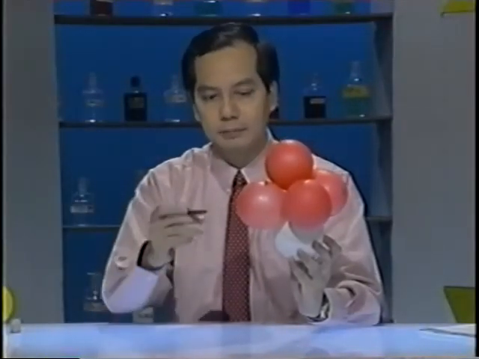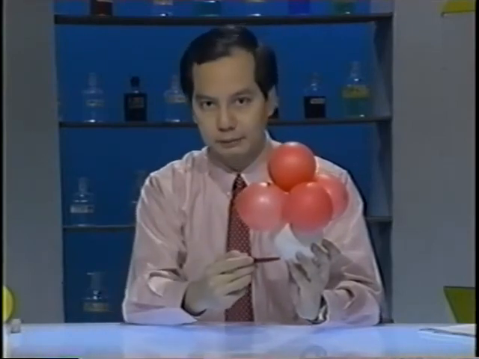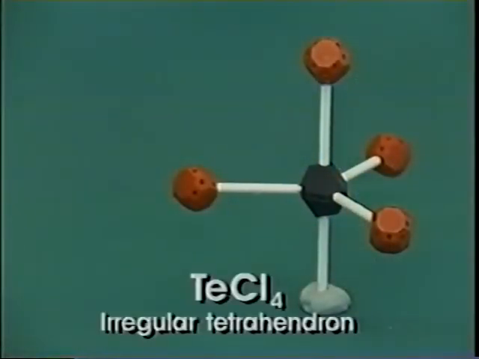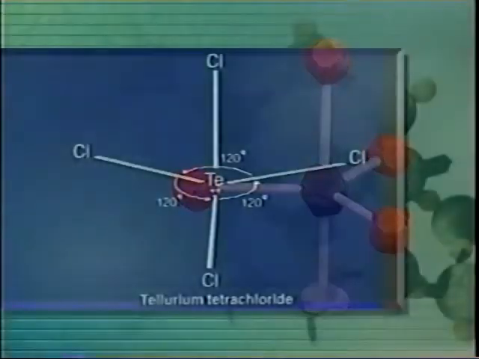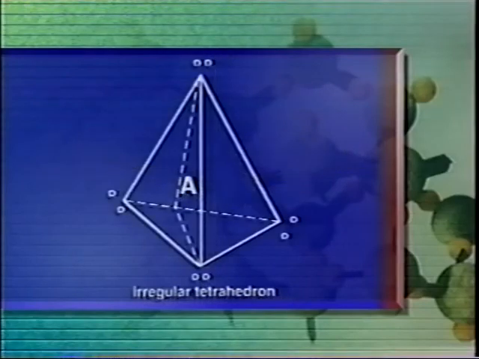This model represents a molecule with 4 bonded electron pairs and a lone electron pair, such as tellurium tetrachloride, TeCl4. 5 electron clouds still form a trigonal bipyramid. Since one trigonal corner is empty, the molecule takes the shape of an irregular tetrahedron.